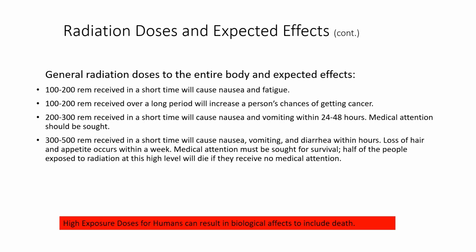300 to 500 REM received in a shorter period of time will cause nausea, vomiting, and diarrhea within hours. Also, a loss of hair and appetite occurs within a week. Medical attention should be sought for survival. Half of the people exposed to radiation at this level will die if they receive no medical attention.